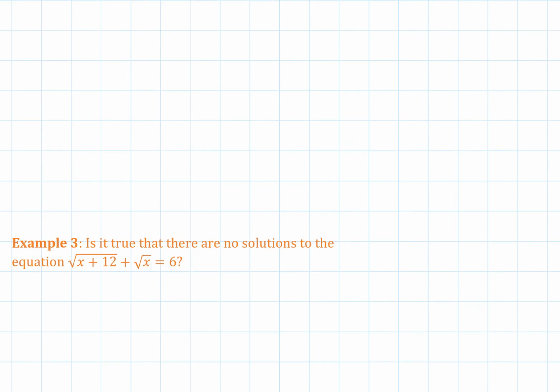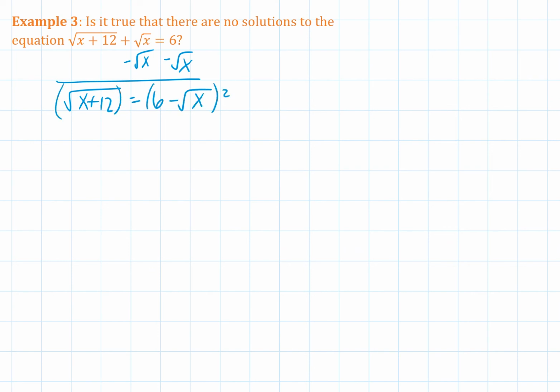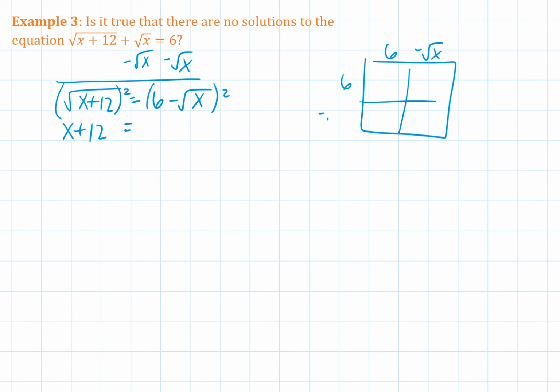Let's do one more just to really hone in on this process. Is it true that there are no solutions? No solutions would mean absolutely nothing works. So, I don't know, let's try solving it and see what happens. We're going to isolate a root, except possibly a coefficient. In this case, both roots have the coefficient 1, so that makes it a little bit easier. We're squaring a binomial, so we need to use the box method.